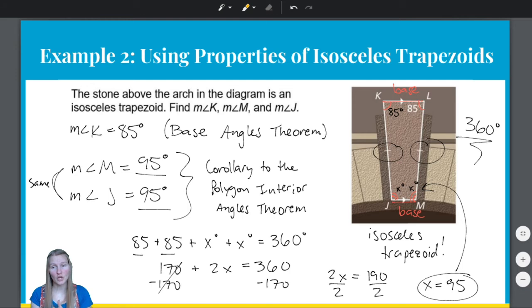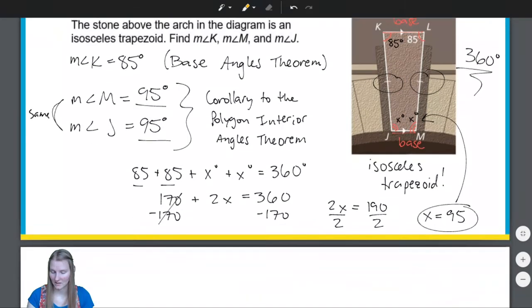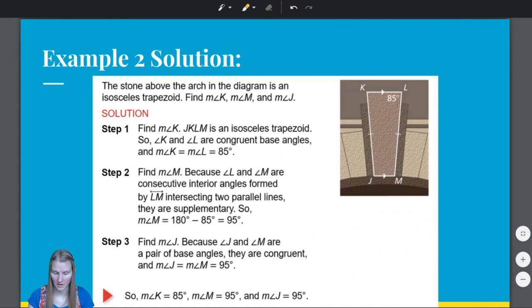Okay, let's check and see if we were correct. Because JKLM is an isosceles trapezoid, it has congruent base angles, so the measure of angle K and the measure of angle L is 85. And, oh, we didn't even think of that. Consecutive interior angles are formed because these are parallel lines. We have consecutive interior angles, so we know that these need to be supplementary. Equals 95. So they did it another way.